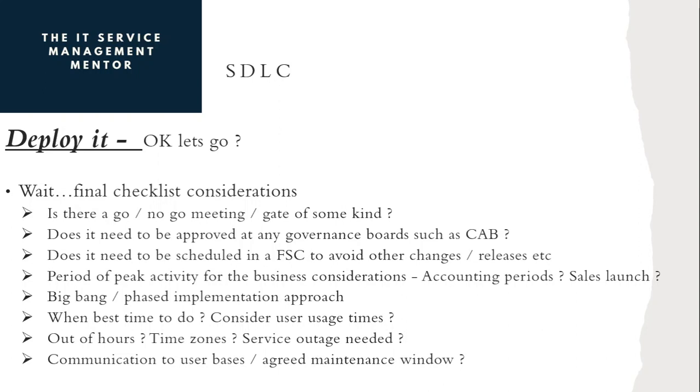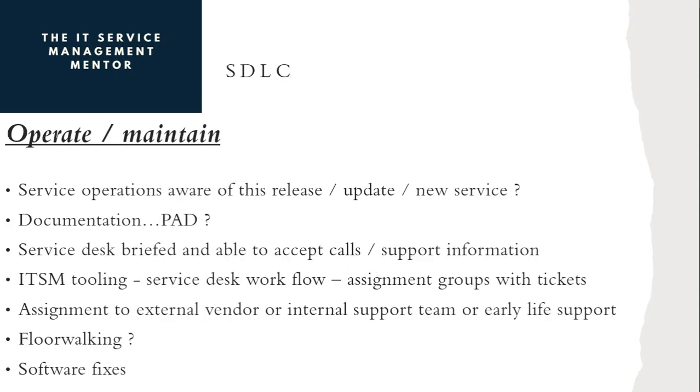So the deployment phase. And then it's over to operate, BAU, maintenance. So your service operations team hopefully are aware of this release or update or service. Maybe there's documentation in place, a production acceptance document, for example. Ideally, your service desk need to be briefed. They need to be thinking about, we're suddenly going to get calls relating to this update of a system or new system perhaps, or whatever it may be. Have they got the right support information?